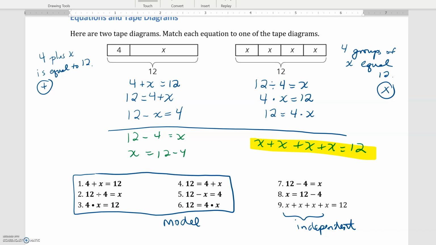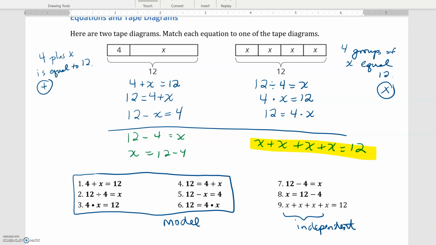It does match the second diagram because multiplication is repeated addition. And you can write that tape diagram as 4 groups of x, or adding x to itself 4 times. So x plus x plus x plus x equals 12.